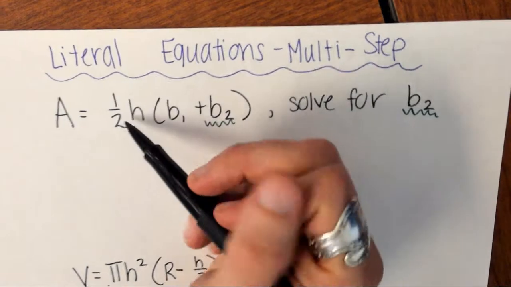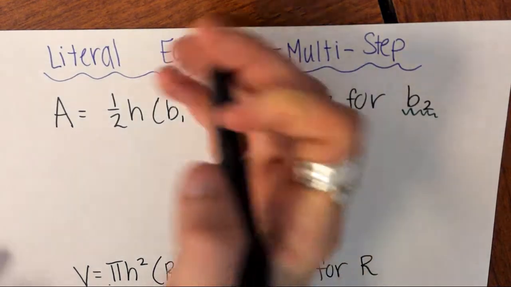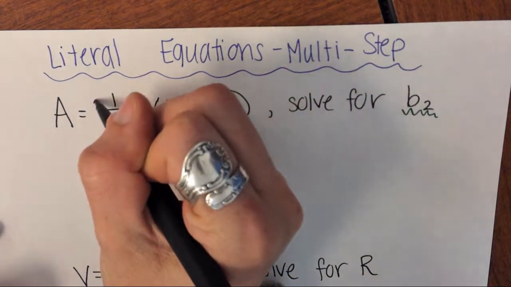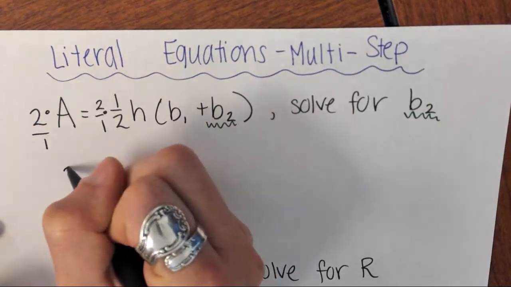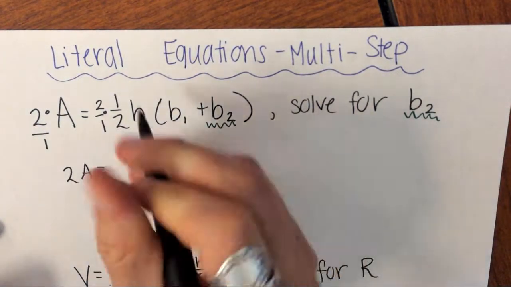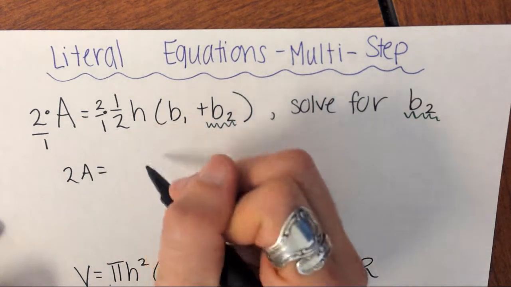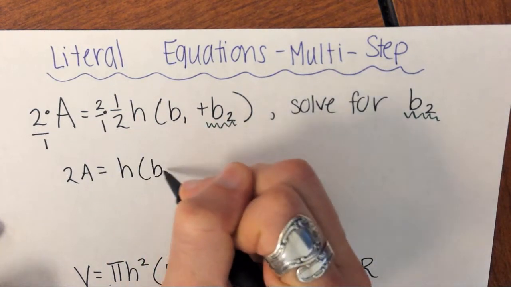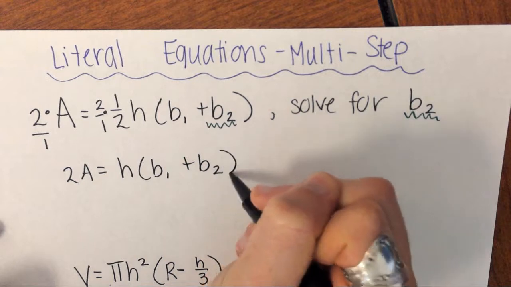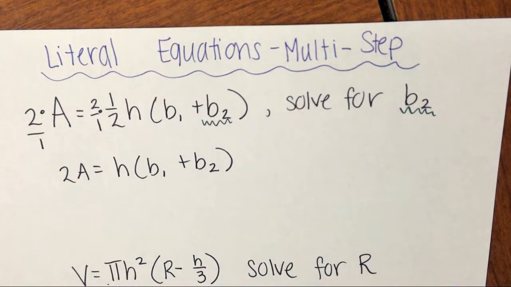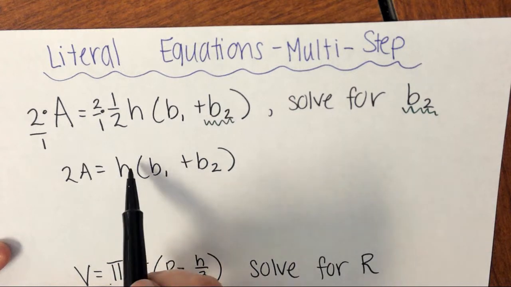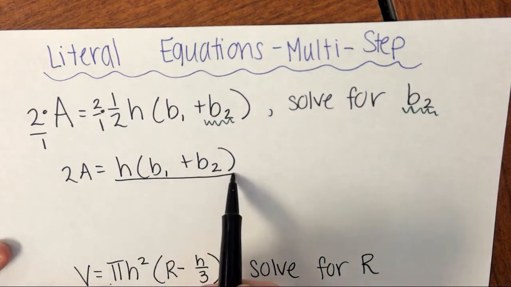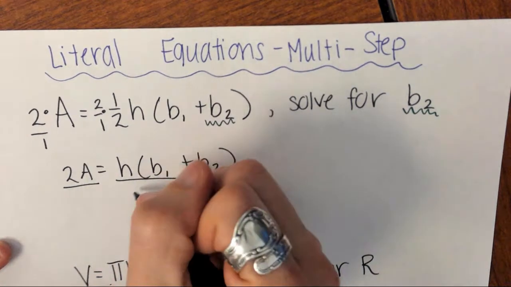I would initially start with the 1/2. To turn 1/2 to 1, we can just multiply by 2, or 2 over 1. That would turn into 2a equals, and 2 over 2 is just 1, so h(b1 plus b2). So that would move the 1/2 to start. Since this is one term, we're looking at the multiplication between the h and the parentheses. We can go ahead and divide by h on both sides.